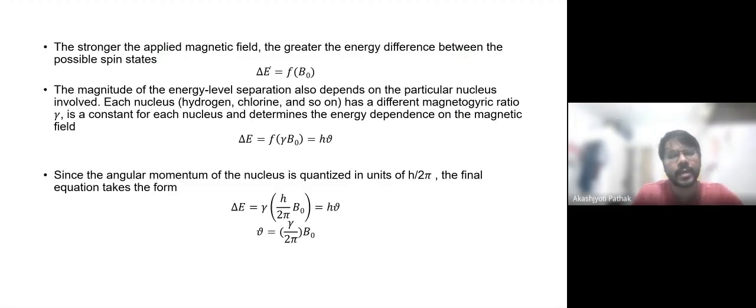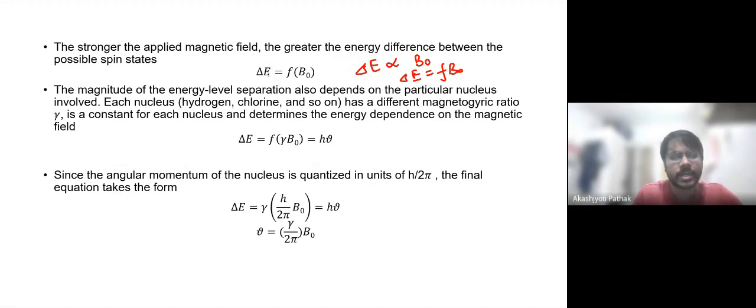So this is what I was saying, that the energy difference between the two states is directly proportional to the external magnetic field. The stronger the applied magnetic field, the greater the energy difference between the possible spin states. So when you remove this proportionality, you get a constant, which is denoted by this letter.